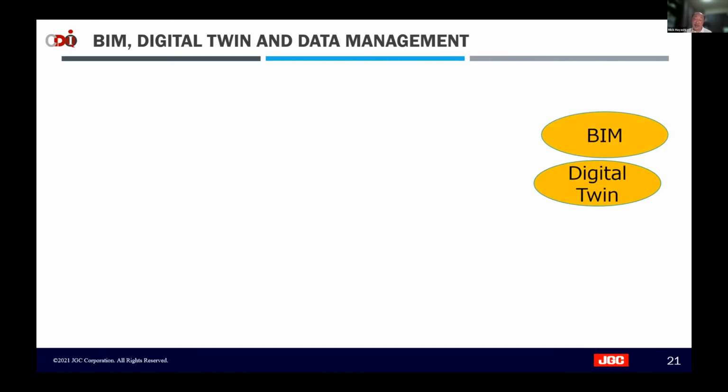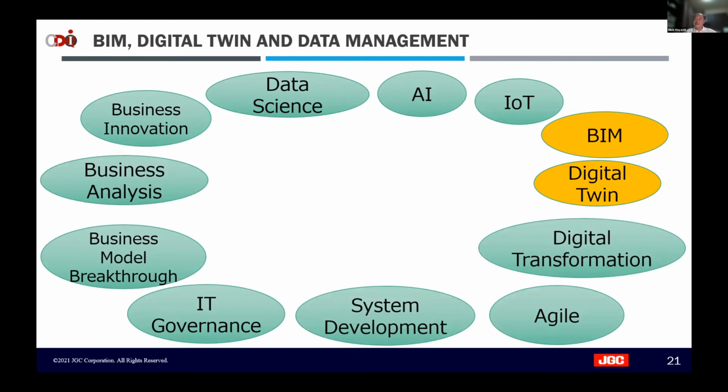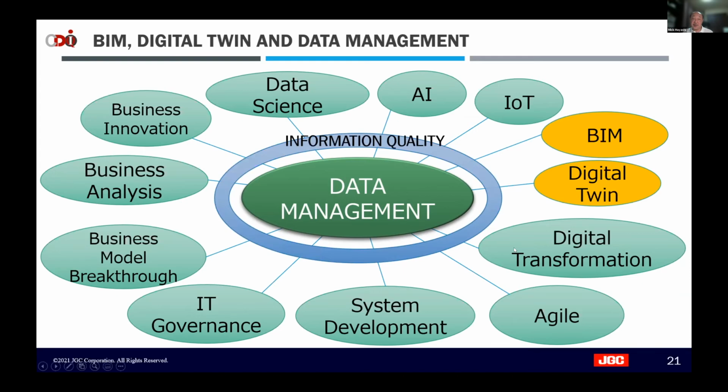So that is BIM and digital twin I talked about. But other than that, we have a lot of other things, like glamorous features of a wonderful dreaming world. I wouldn't say it's a dream anymore, but you can see a lot of terms you have heard about, right? IoT, AI, and data science, innovations, analysis, business model breakthrough, governance, system development, agile digital transformation. But it all comes down to data management, because they are all reliant, meaning dependent, on the information quality.